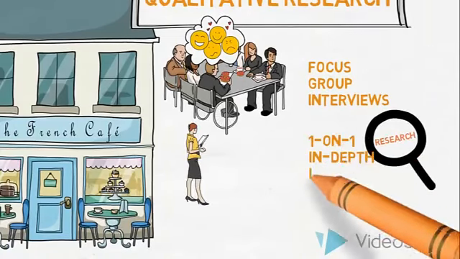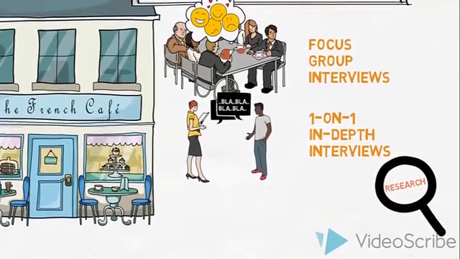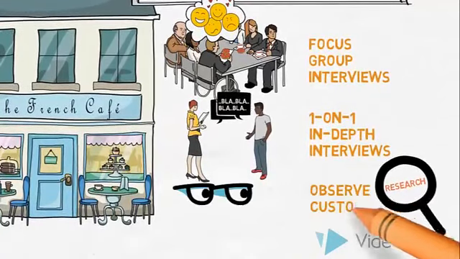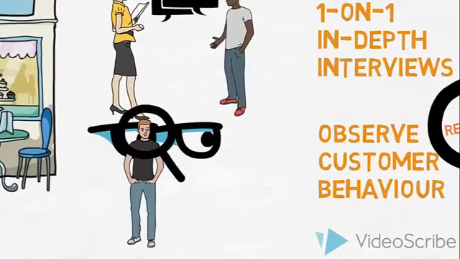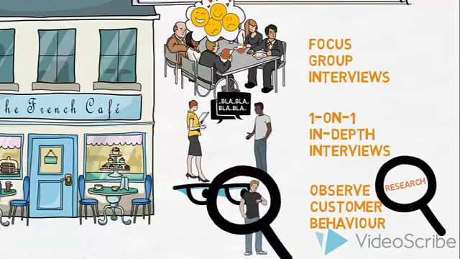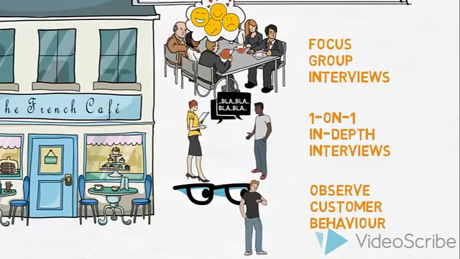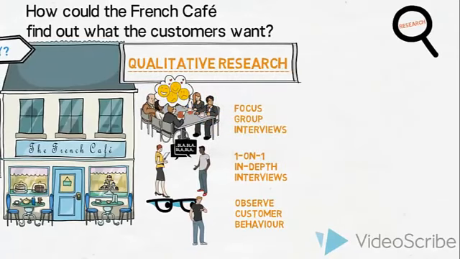They could also choose to perform in-depth interviews on a one-on-one basis rather than in groups. They could also observe how customers behave when visiting the cafe. Interpreting facial expressions, actions, and body language in general might also uncover elements of satisfaction or dissatisfaction. We call these types of research qualitative research.